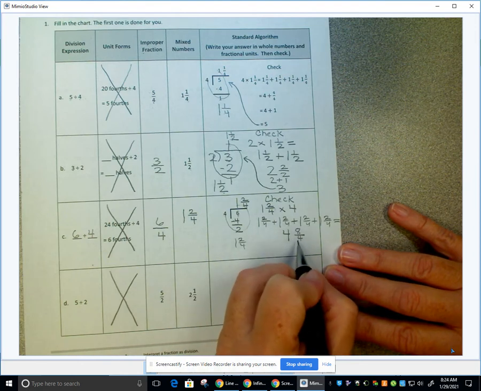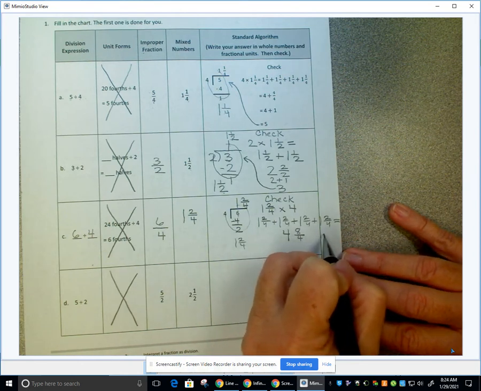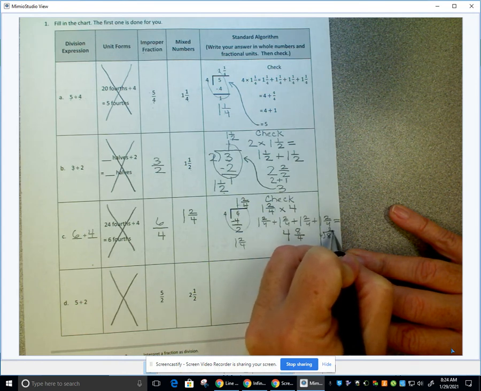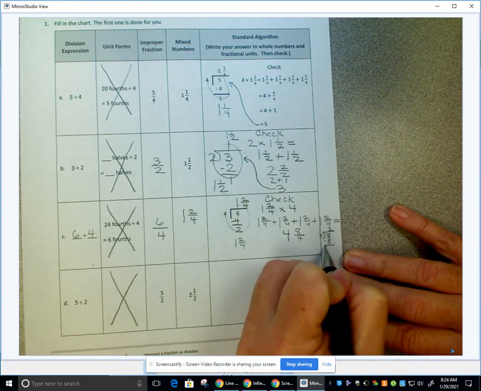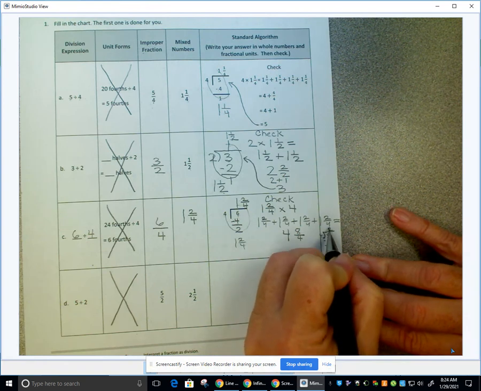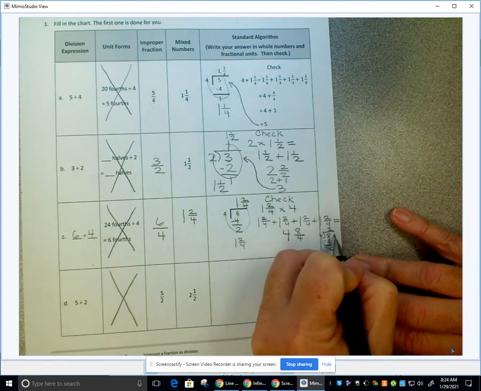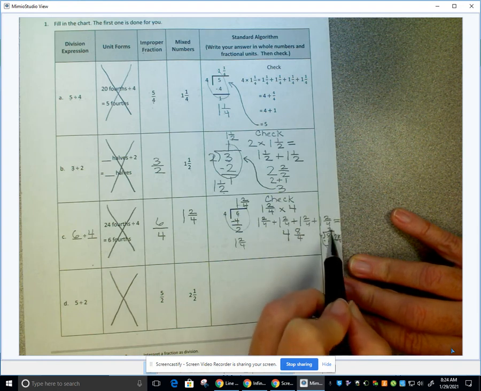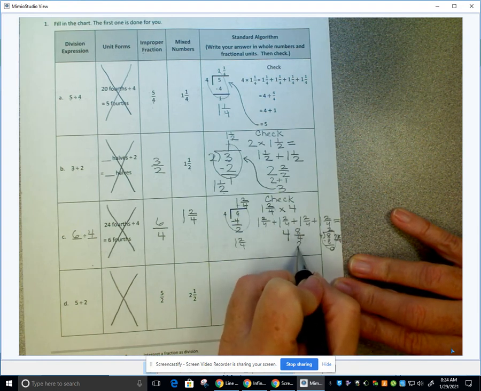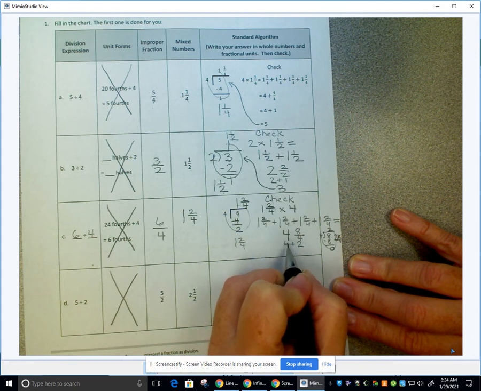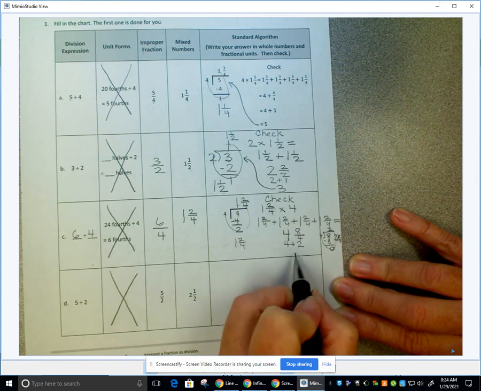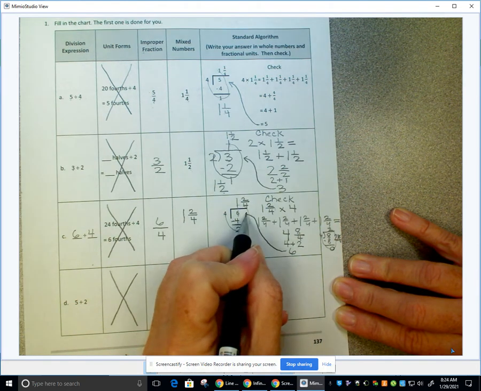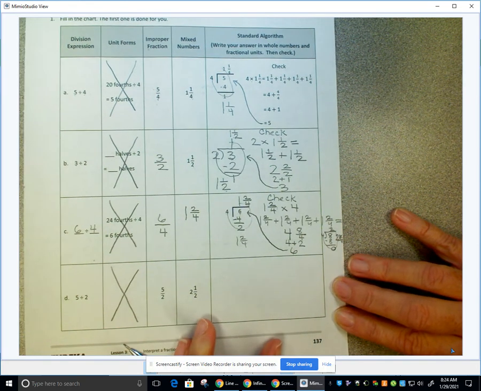Now think about it, 8/4. Let me divide that and fix that. 4 going into 8, we know 2 times 4 is 8, subtract 0. That's 2 0/4. So I don't need the 0/4, so this would just be 2. Put a plus sign. 4 plus 2 equals 6. Did that match? Yes, it did.